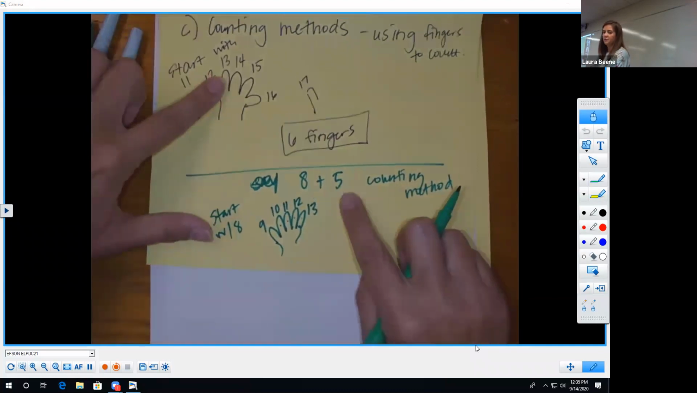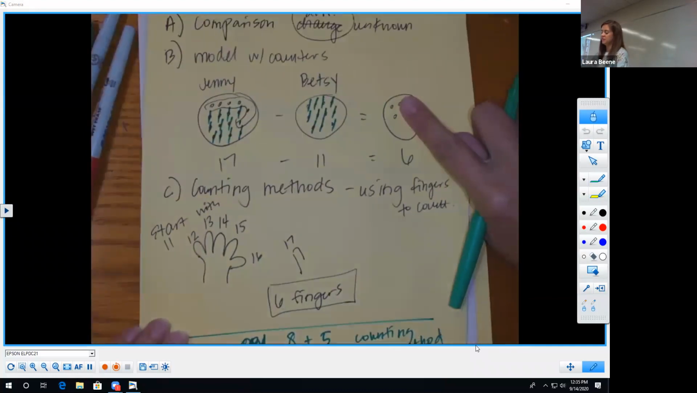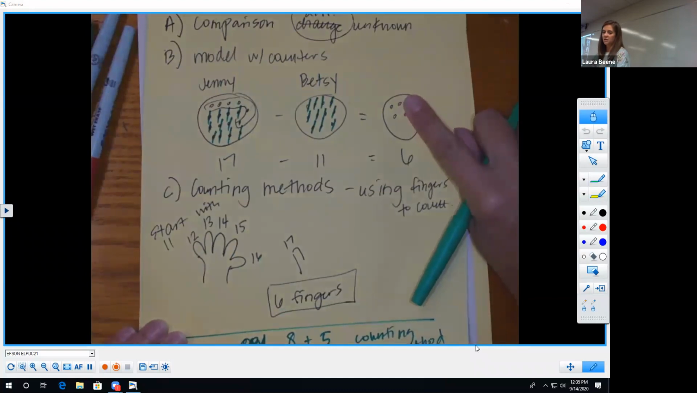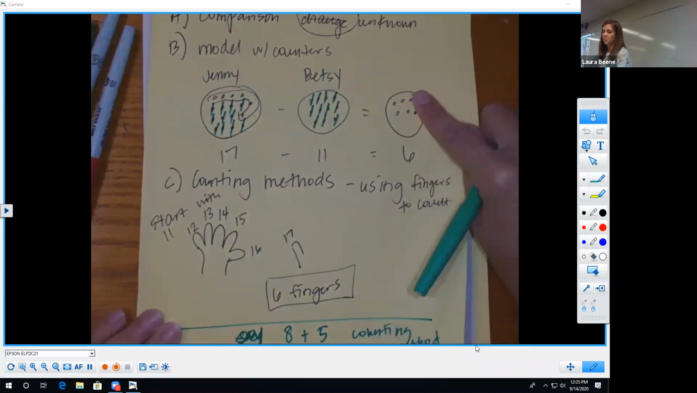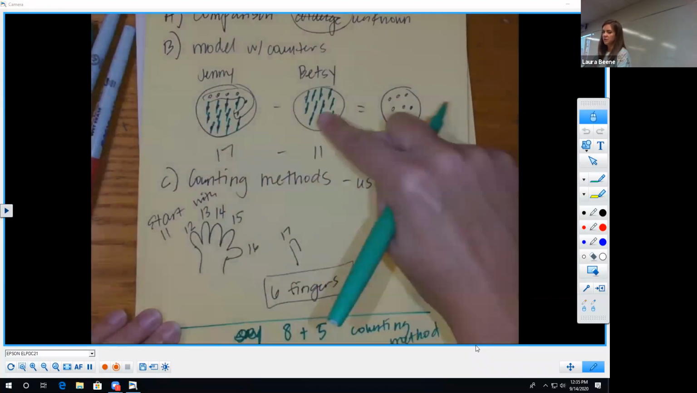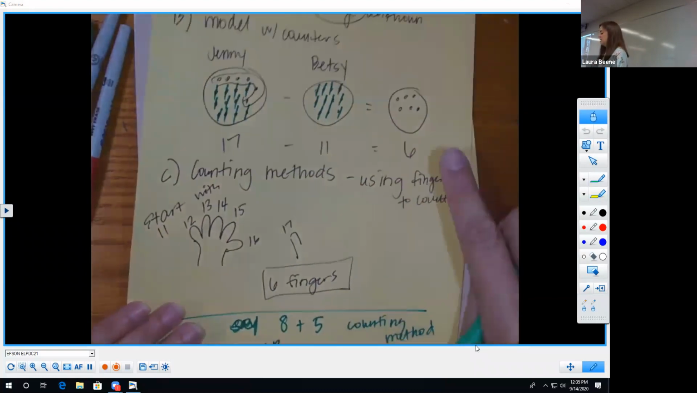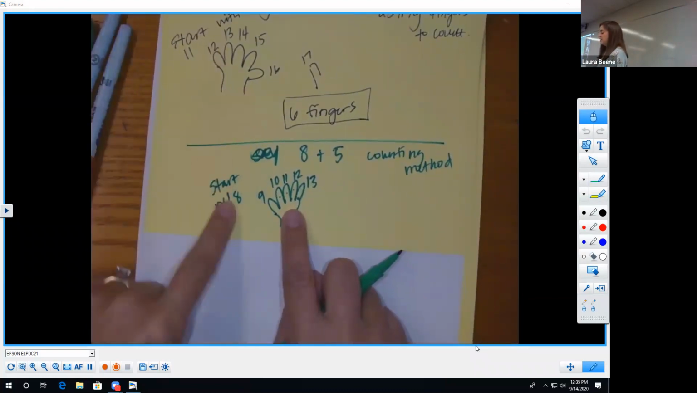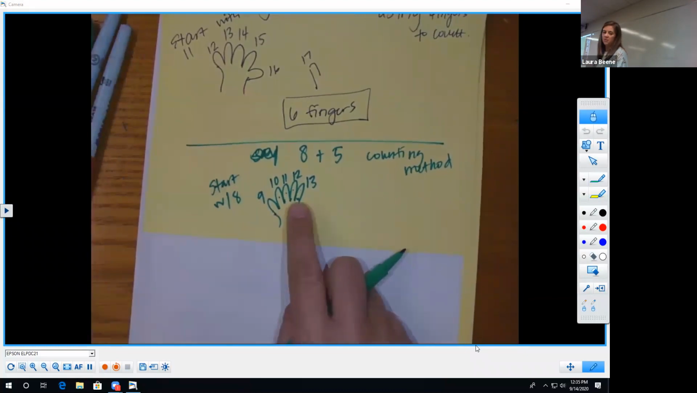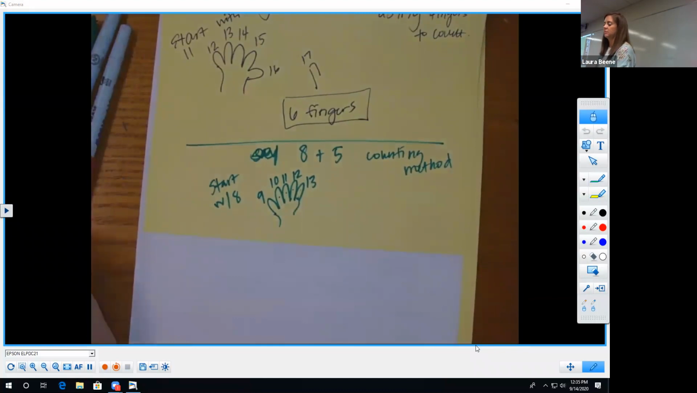So do you see the difference between counting method versus direct modeling? With direct modeling, you're literally counting every single dot and putting a number with every single dot. And with counting method, you're only counting up one of the numbers or counting down one of the numbers. Questions about that one?